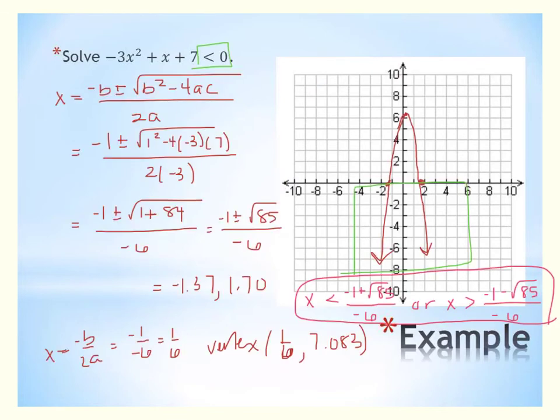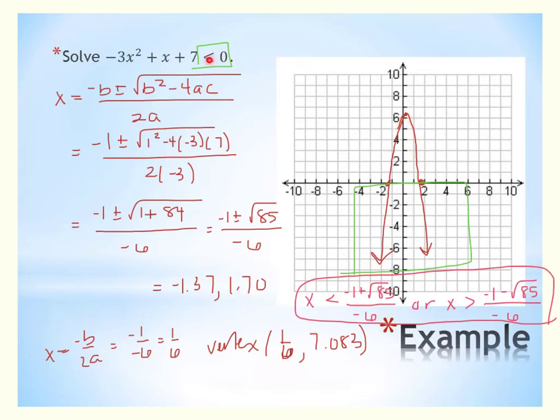Okay, so this is what I got as an answer. I first graphed it. I used the quadratic formula and found the intercepts to be -1.37 and 1.70. Graphed those, then I found my vertex, 1/6 and 7 1/12. So there's my vertex, it opens down.